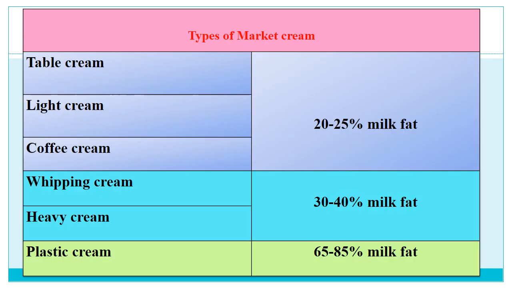Now we will see the types of market cream. Firstly, there is table cream or light cream or coffee cream, which is often consumed. That will have a fat percent of 20 to 25%. Then there is whipping cream or heavy cream, which will have 30 to 40% milk fat. And the plastic cream is specially prepared with high fat, like 65 to 85% fat. So we should remember these three things: light cream 20 to 25, heavy cream 30 to 40 and plastic cream 65 to 85% fat.